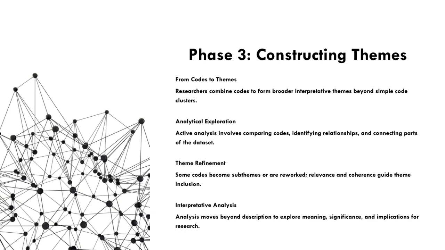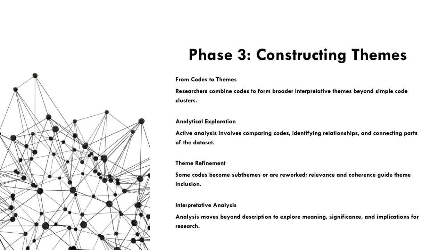We compare codes, explore relationships between them, and think about how different parts of the dataset connect. Visual tools like thematic maps or tables can be really useful for seeing how themes might fit together. Not every code will necessarily become part of a theme. Some may be reworked into subthemes, while others might be set aside if they don't contribute meaningfully.